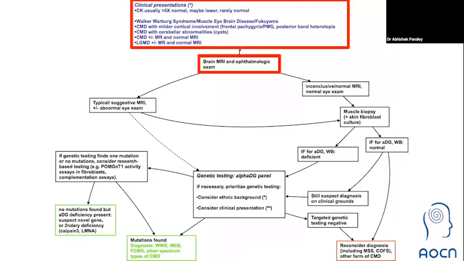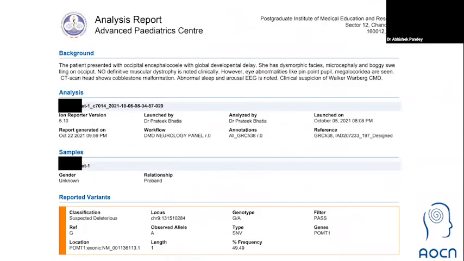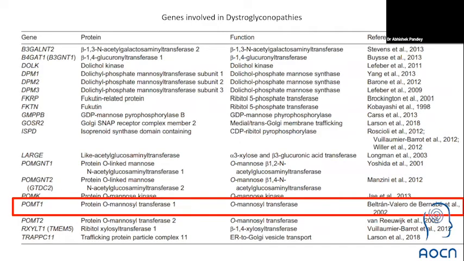From the clinical features to brain MRI, we found features suggestive of a congenital muscular dystrophy, probably an alpha-dystroglycanopathy, and so we went ahead with genetic testing. And as we can see, we had a clinical suspicion of Walker-Warburg in the requisition, and rightly so, we found a POMT1 gene mutation in the in-house panel. So various genetic mutations have been described in alpha-dystroglycanopathies. Our child had this POMT1 mutation.